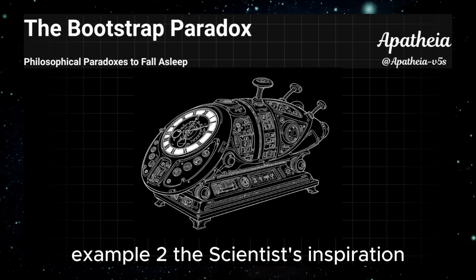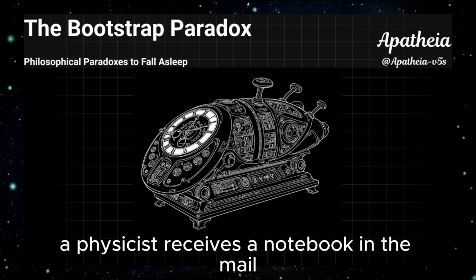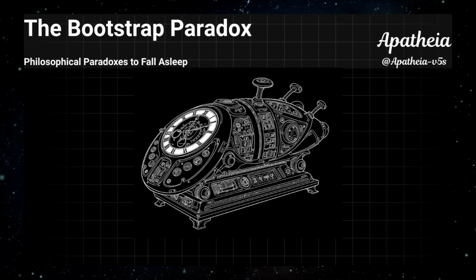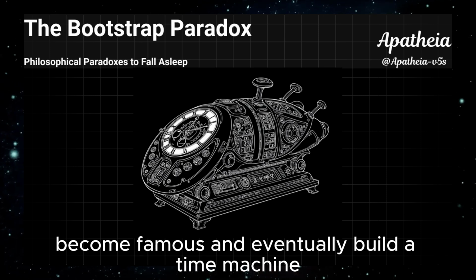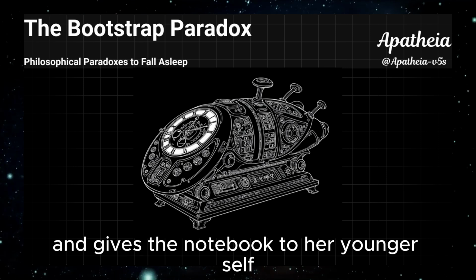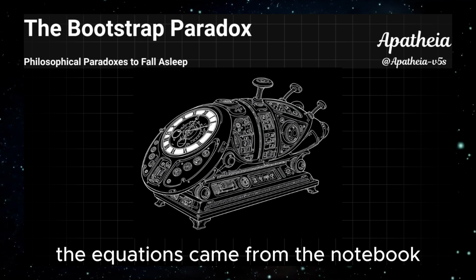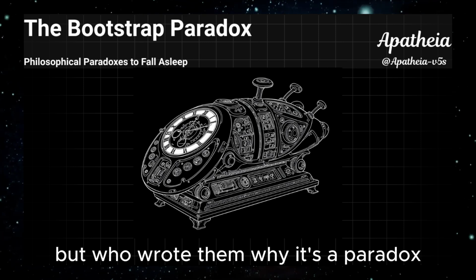Example 2. The Scientist's Inspiration. A physicist receives a notebook in the mail filled with brilliant equations. She uses them to invent new technology, become famous, and eventually build a time machine. As an old woman, she travels back in time and gives the notebook to her younger self. The equations came from the notebook. But who wrote them? Why it's a paradox.